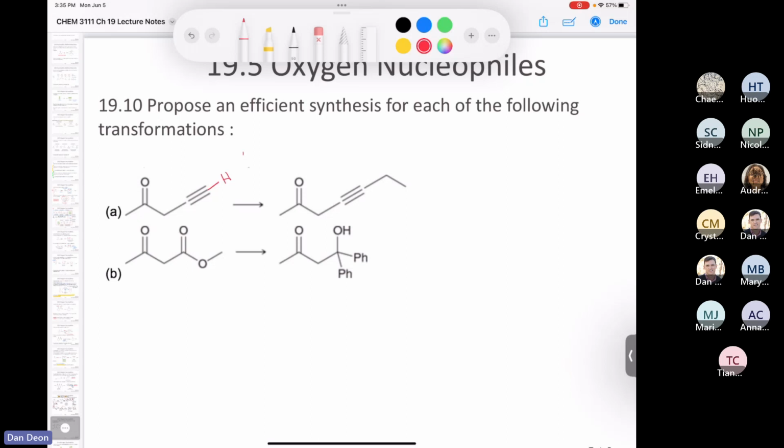The problem is if you have the amide ion here, that's going to be a good nucleophile. And so that is going to do a nucleophilic attack on our carbonyl. So that's not good. We don't want to do that. And thus, we need to protect that carbonyl group first.